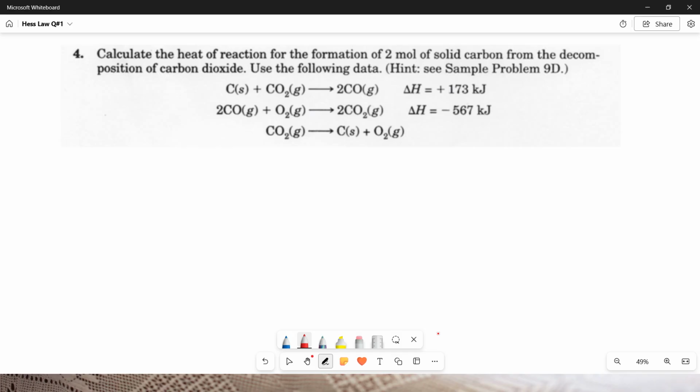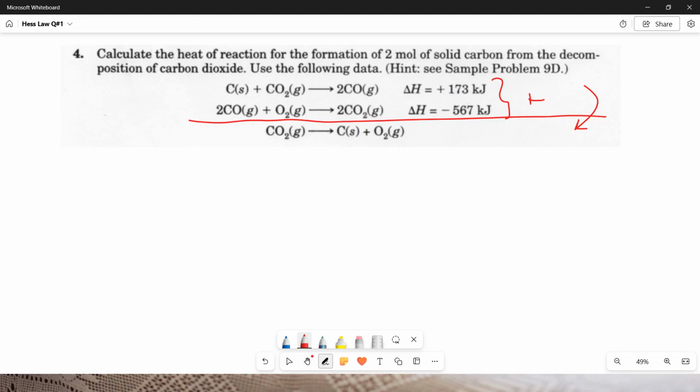So let's look at this sample problem. It says calculate the heat of reaction for the formation of 2 moles of solid carbon from the decomposition of carbon dioxide. So basically what we're going to be doing is taking these first 2 reactions that we have enthalpy for, and we're going to add them to get this final reaction.